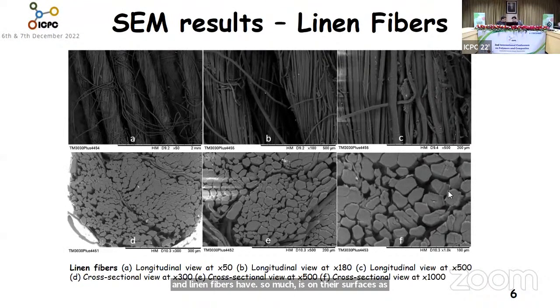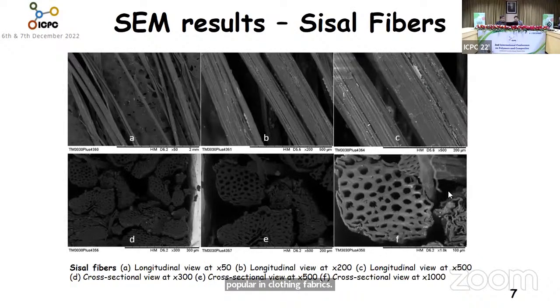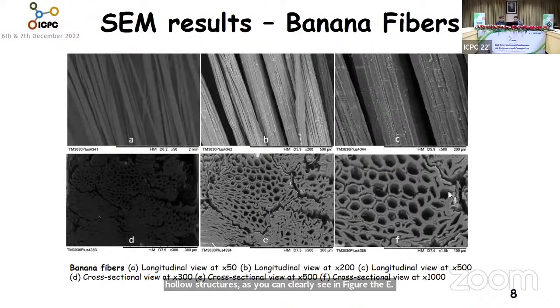But the smooth surface of linen fiber provides it more softness than other natural fibers, and this makes it popular in clothing fabrics, particularly for women. Regarding the sisal fibers, they are straight and cylindrical, and they have hollow structures, as you can clearly see in figures D, E, and F, especially with the magnification. The banana fibers are also straight and cylindrical, and they also have hollow structures.